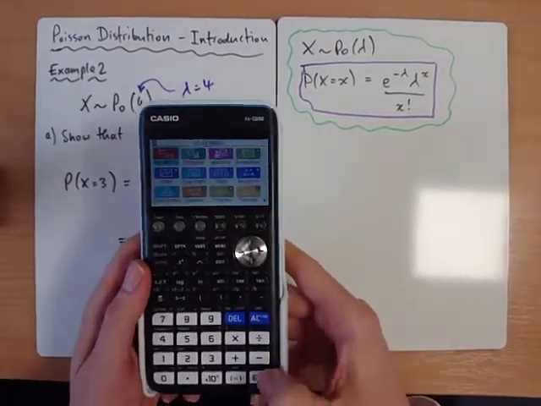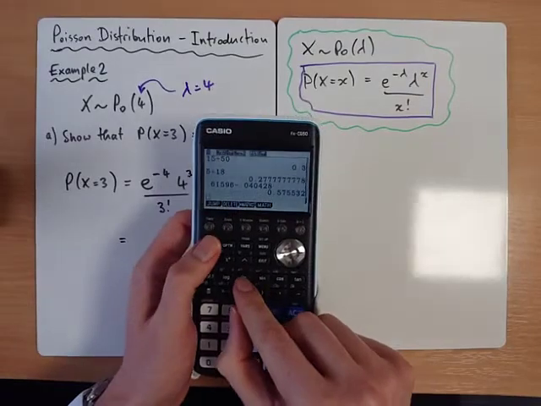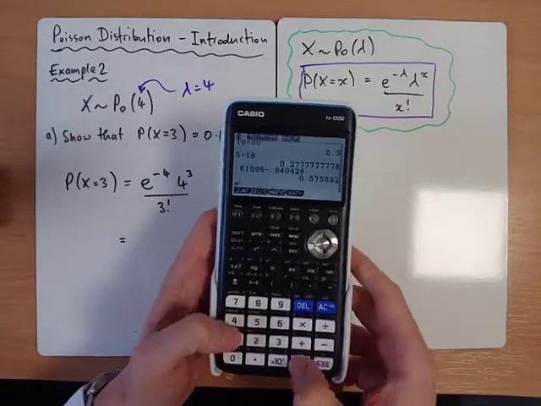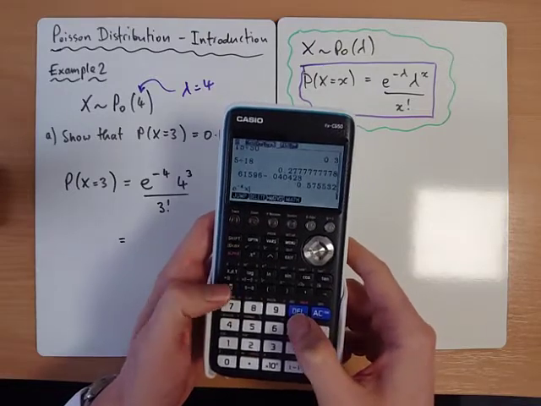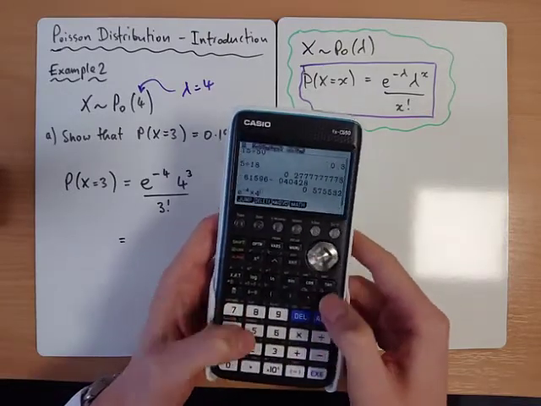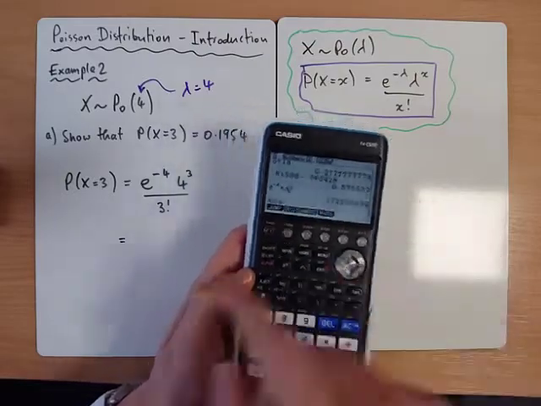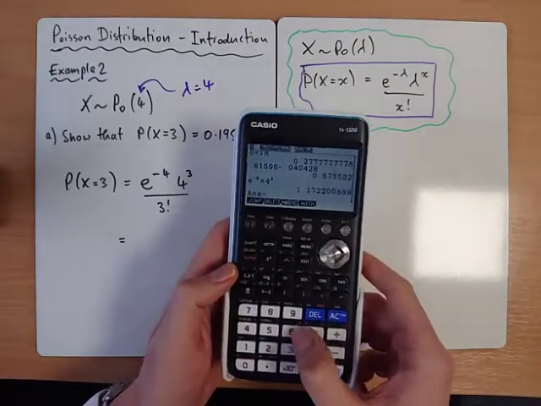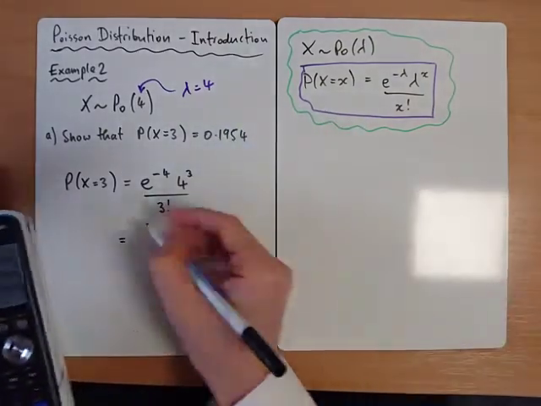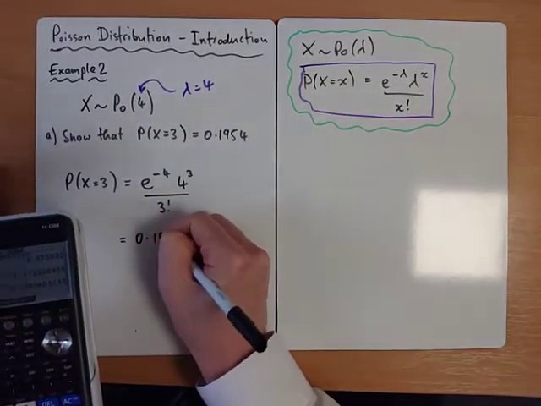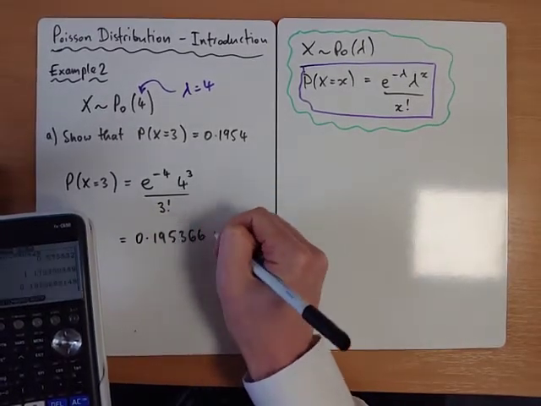So if we go back onto the normal maths option, and we enter e, which is shift e, to the power minus 4, and then times that by 4 cubed, and then divide that by 3 factorial, which is 1 times 2 times 3, which is 6, I'd get 0.1953668.